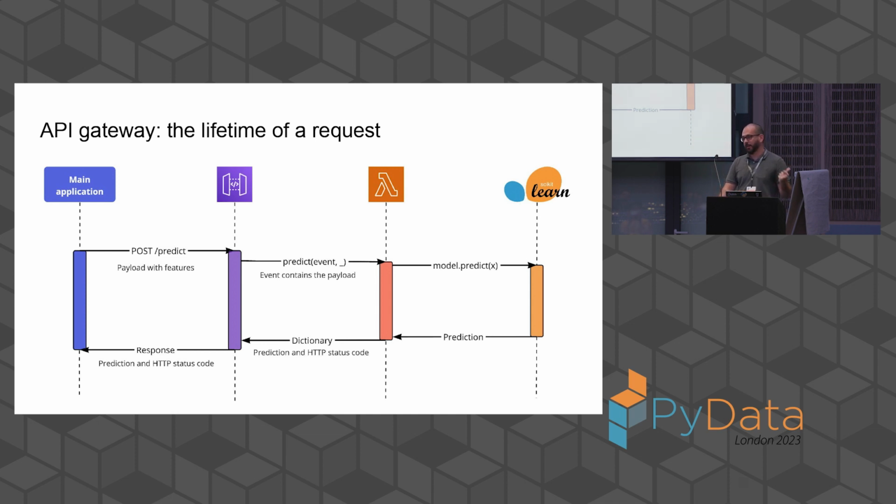This is going to be handled by API Gateway, which is going to seamlessly call your handler, in this case, predict, and it's going to get the payload from the request and insert that into the event argument. And now your Lambda is going to call the model's predict, and return the prediction as a dictionary, which is going to be parsed as an HTTP response. So you can set the status code to 200 if it worked, or 400, 500 if there was a failure. And then my application is going to get the response back.